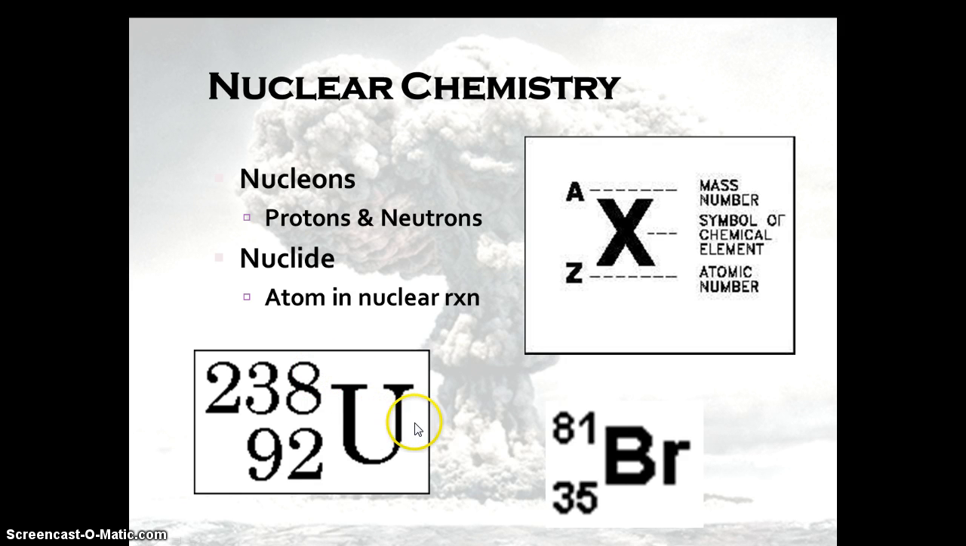What's going to be really important is that you are able to look at this isotopic symbolic notation and understand what these two numbers mean. Again, the top is the mass number, so how heavy it is. That's the number of protons plus the number of neutrons. And the bottom number is the number of protons, or the atomic number.